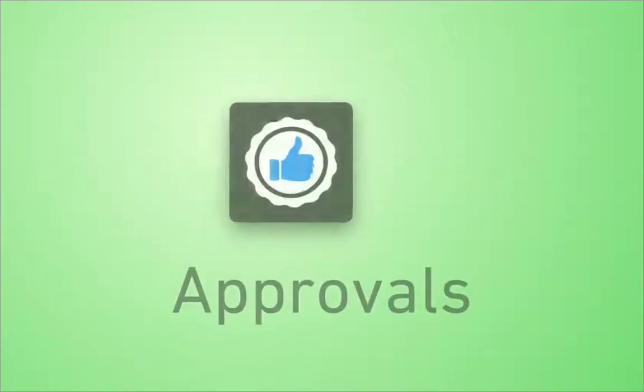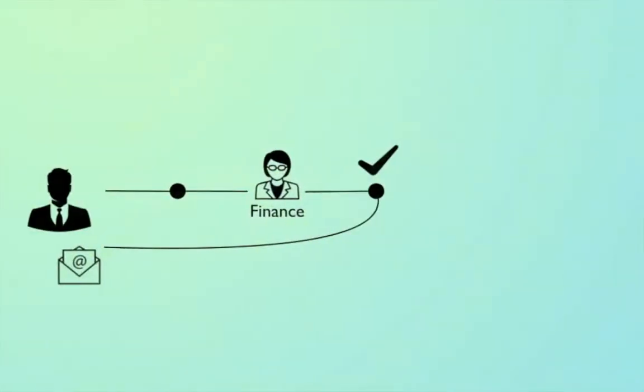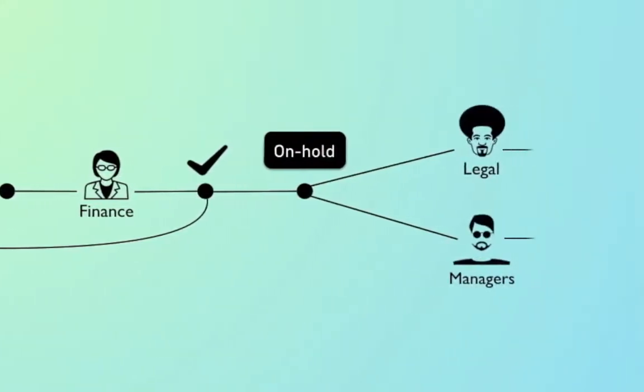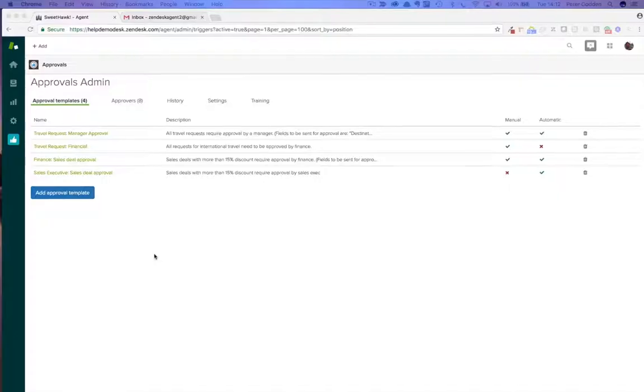The Approvals app allows you to define and enforce when something on a ticket needs approval. It allows you to have unlimited approvers that don't need to be agents in Zendesk, and allows for multiple approvals per ticket to be sent off in series, parallel, or a combination of both.